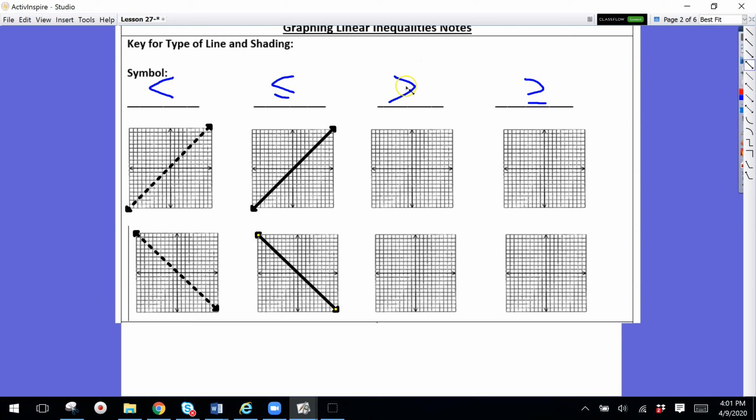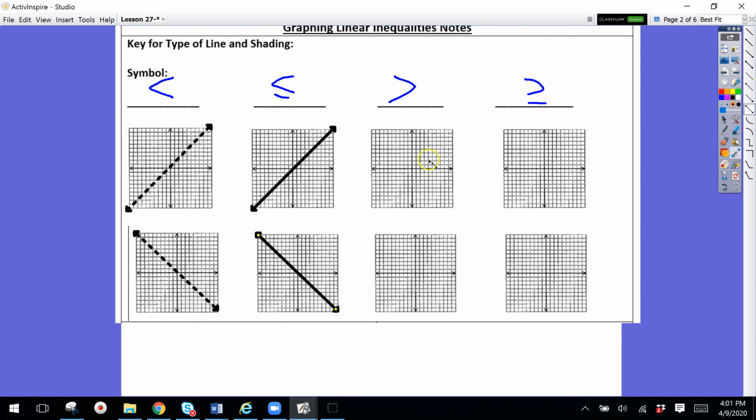Now for greater than, since it does not have the equal sign, that means you cannot be a solution on the line. We would do a dotted line again. So it's a line going up if it has a positive slope and a line going down if it's negative. And if it's greater than or equal to, that means your solution can be on the line and we can have a solid line. So up or down, it doesn't really matter, it really depends on the slope. Okay, so now the shading is also going to be dependent on the symbol.